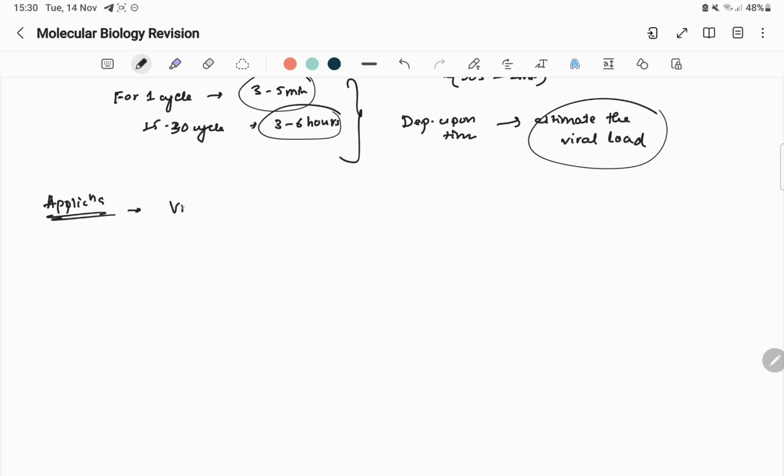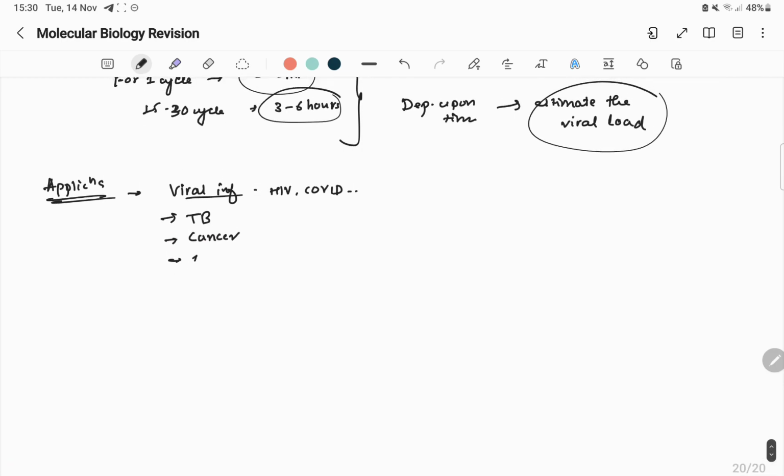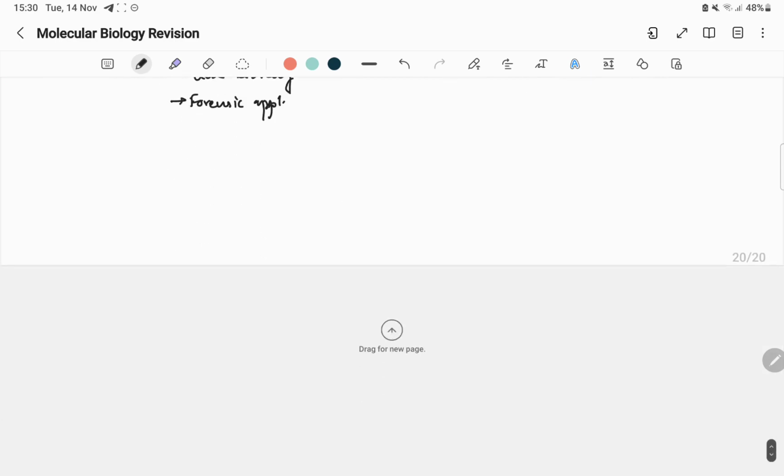Application is that it is first used for viral infections like HIV, COVID, SARS-CoV-2, detection of tuberculosis, cancer detection, some prenatal diseases like sickle cell disease, thalassemia, etc., and it is used in gene library, and it also has forensic applications, like paternity testing and all.